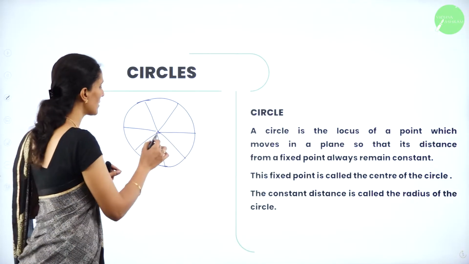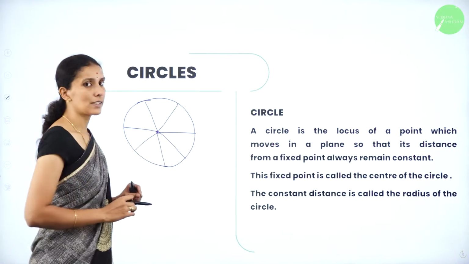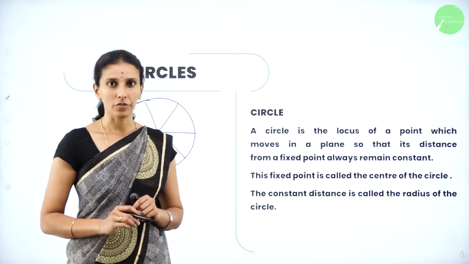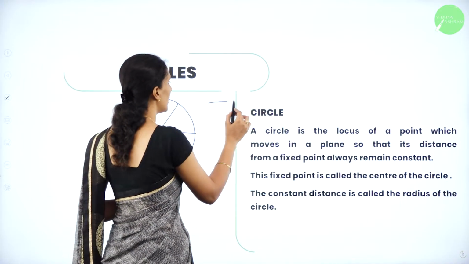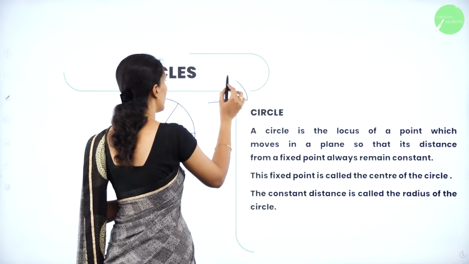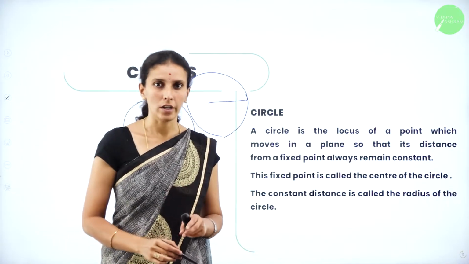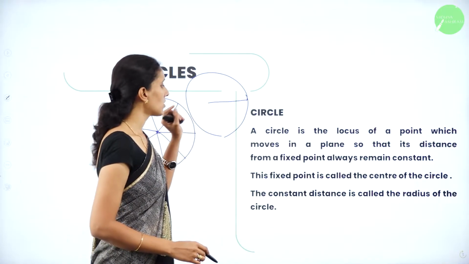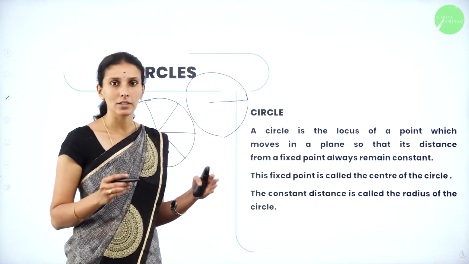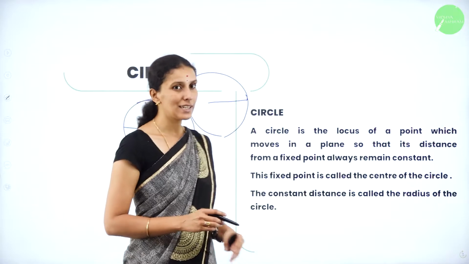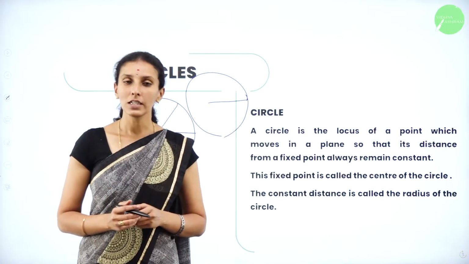This fixed point is called the center of the circle and the fixed distance is called the radius of the circle. So it is formed from the point at a certain fixed distance and it can be generated like this. So this is how a circle is generated, and the point around which the circle is generated is called the center of the circle. It is a fixed point and the constant distance from the center to the circle is called the radius of the circle.